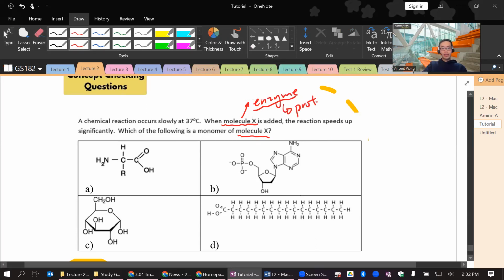These are proteins. And so they are asking which of the following is the monomer for molecule X, for proteins, essentially. So we know proteins are made up of amino acids. And so that's the answer. That's what an amino acid looks like, right? This is a nucleotide. This is a sugar. And that's a fatty acid. None of these would work. This is the amino acid that makes up the protein.